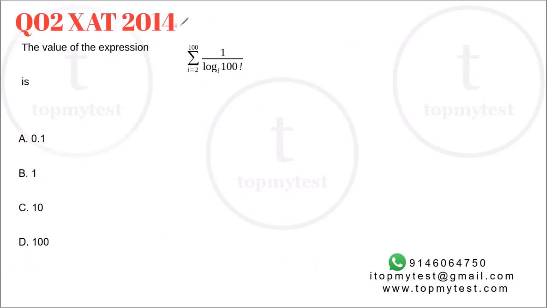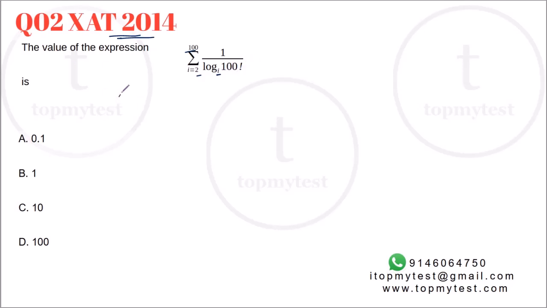This is a very nice question from XAT 2014. It says, what is the value of the expression summation of i equals 2 till 100 of 1 by log of 100 factorial to the base i? Now you're adding from 2 to 100, and all the values are 100 factorial. The base keeps on changing.